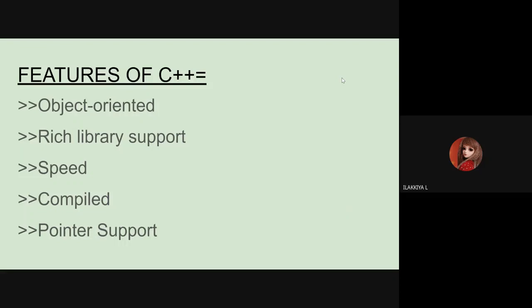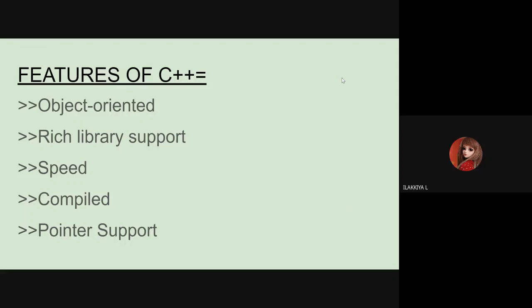The next one is speed. C++ is the preferred choice when latency is a critical metric. The compilation as well as the execution time of a C++ program is much faster than most other general purpose programming languages. The next one is compiled.